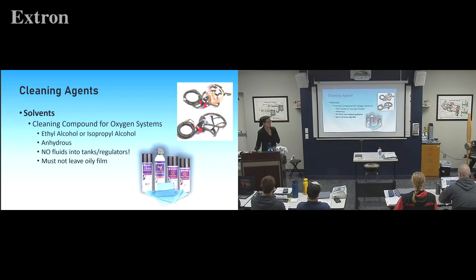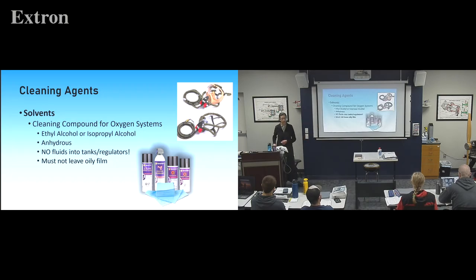Oxygen systems, you're going to talk more about when Ryan teaches on them. However, you do need to know that there is a special cleaning compound for oxygen systems. Typically it will contain ethyl alcohol or isopropyl alcohol. It must be anhydrous. Anybody have any idea what anhydrous might mean? It means it cannot contain water.